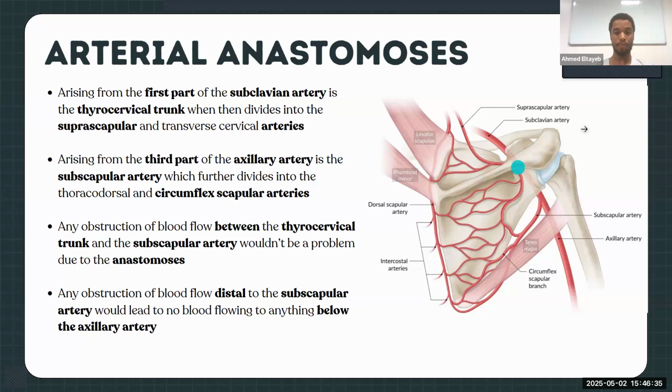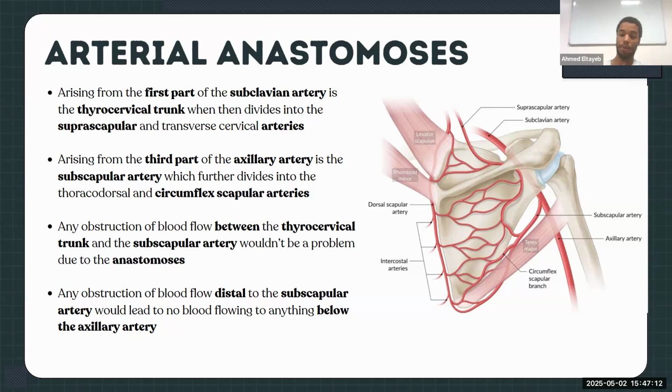Okay, now the anastomosis is clinically important because it helps you assess the urgency of a situation, and it helps you with understanding blood flow and where to place ligatures during surgery. So the first part of the subclavian artery has a branch called the thyrocervical trunk. So the thyrocervical trunk branches off, and the thyrocervical trunk itself has two branches. It has the transverse cervical artery, and it has the suprascapular artery.